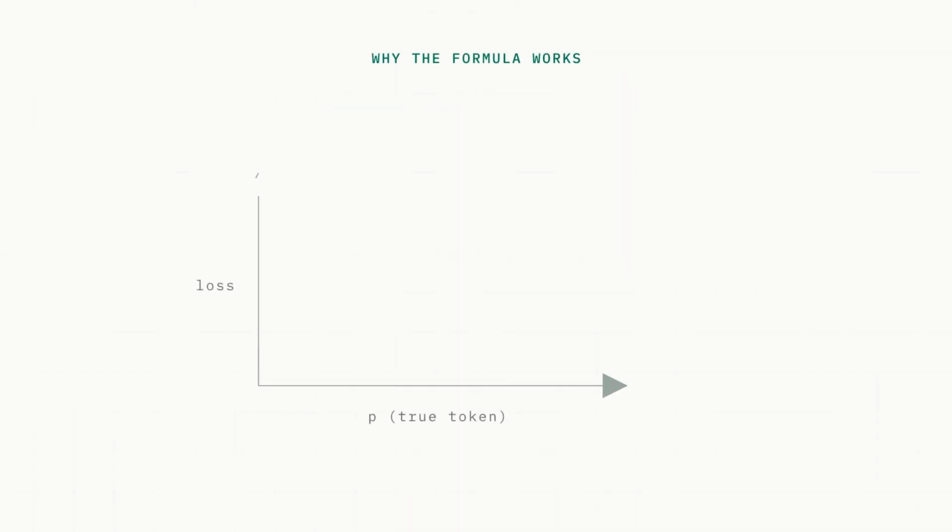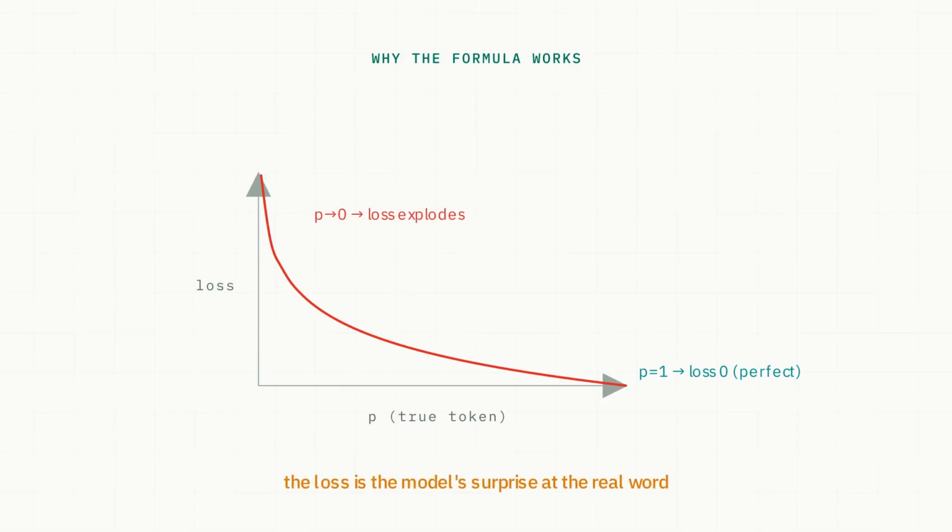Let's feel why that formula works, because it's lovely. The logarithm of 1 is 0, so if the model gave the true token a probability of 1, perfect confidence, and it was right, the loss is minus log of 1, which is exactly 0. No penalty, perfect. But as the probability it gave the true token shrinks toward 0, the log dives toward negative infinity, and the negative flips it to a huge positive number. So being confidently wrong, giving the right answer almost no probability, is punished enormously.